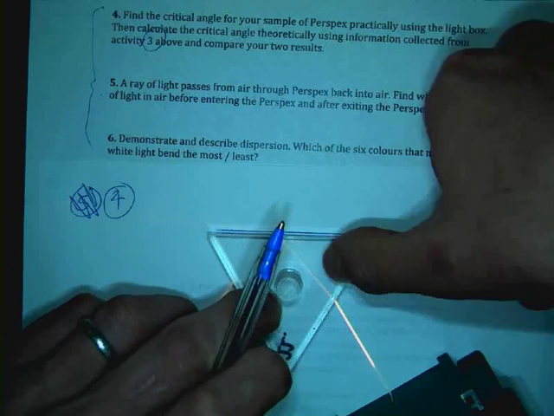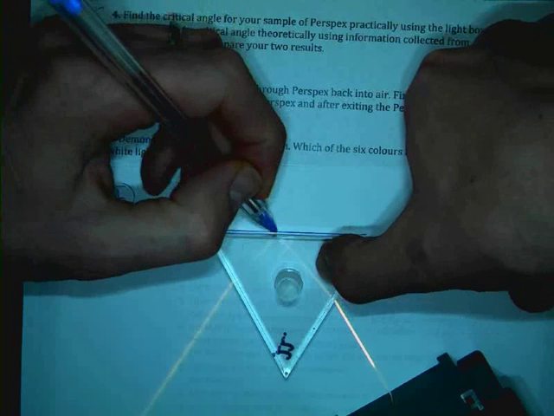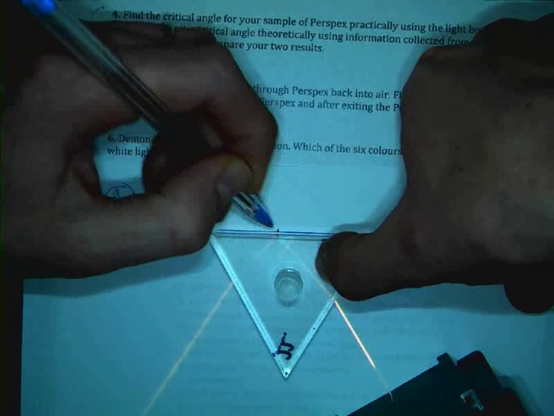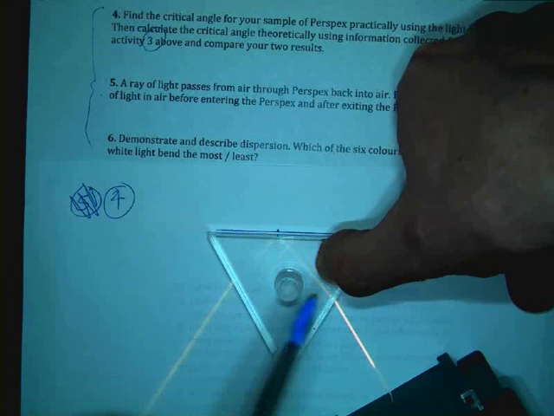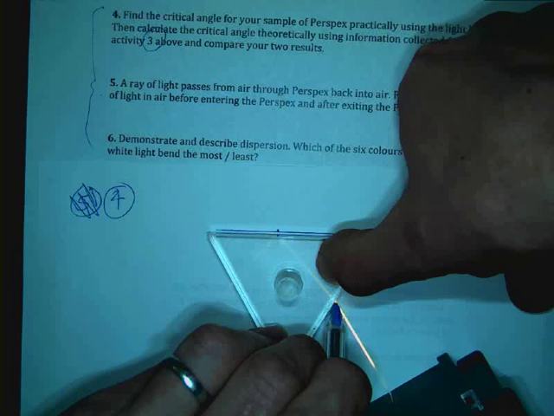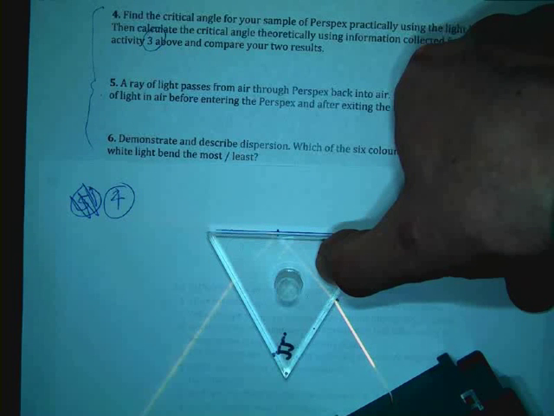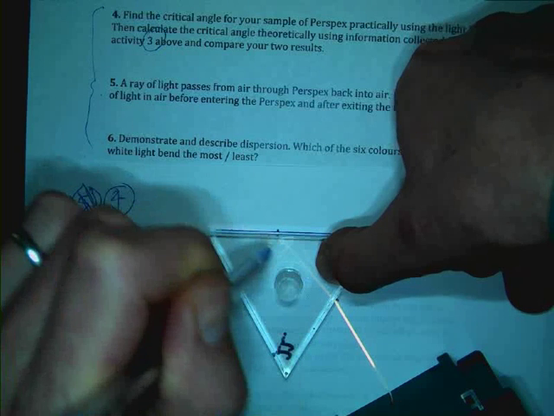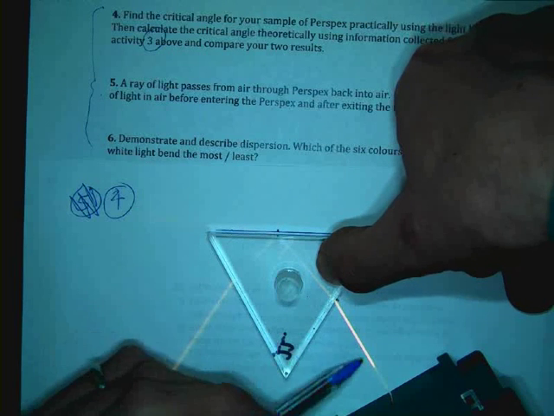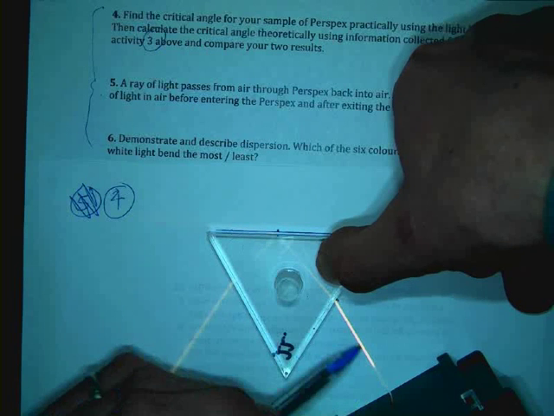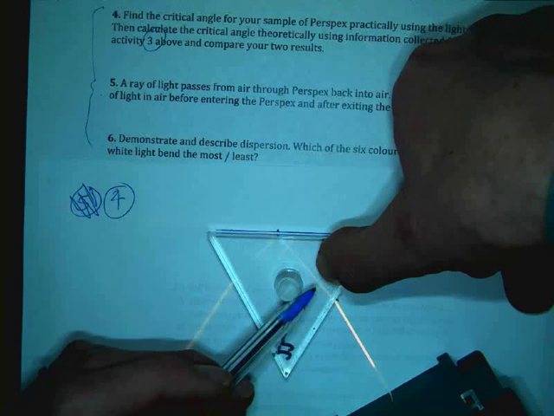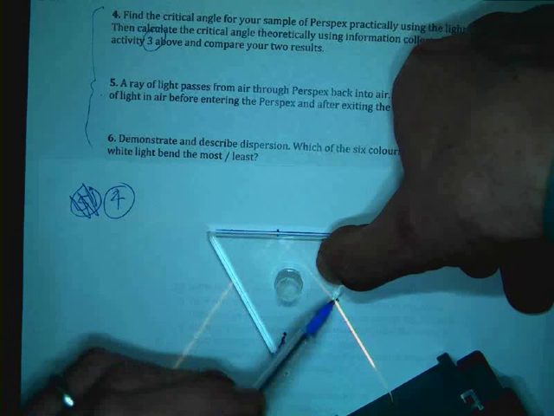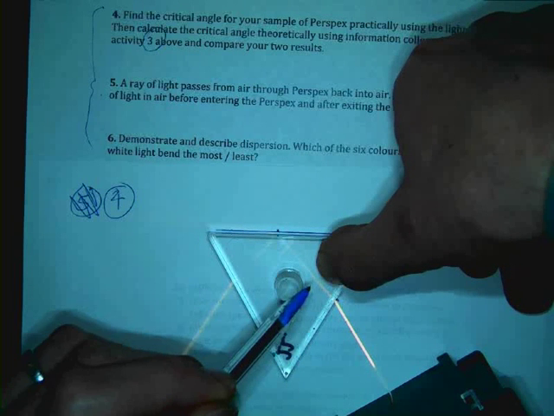Now, we need to be careful here. This is the point where the light emerges, and this is the point where it goes in. You can see that under the block. What we really need to do is trace this line here. Obviously we can't because it's under perspex. Don't be tracing this light here because this incident ray has gone in, bent, then bent again. So it's not this angle. That's going to give you a wrong reading. It's this angle here.